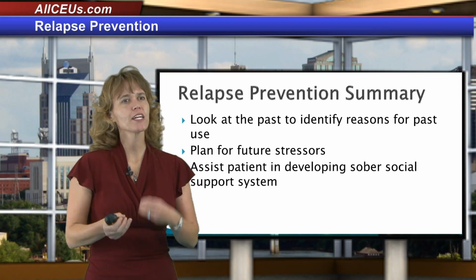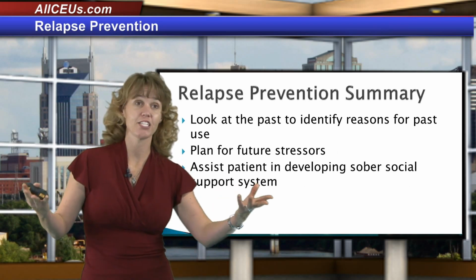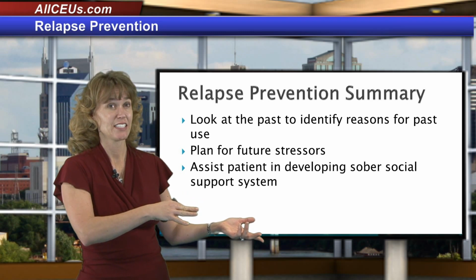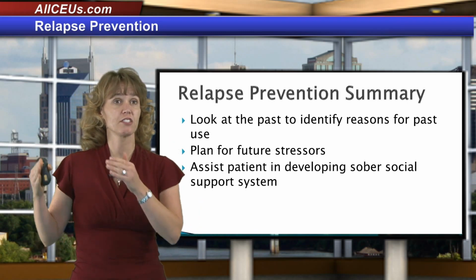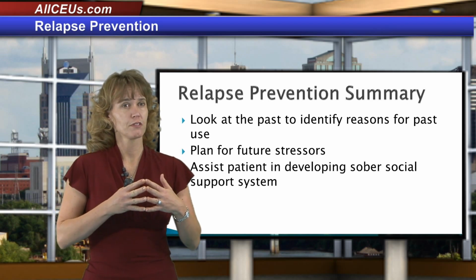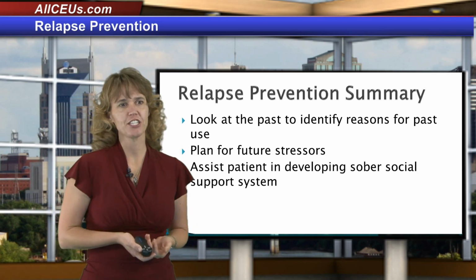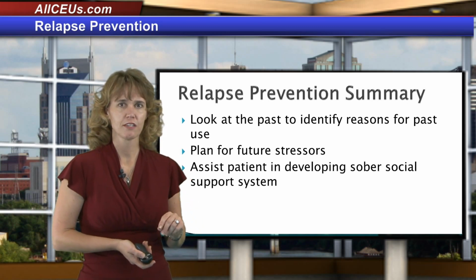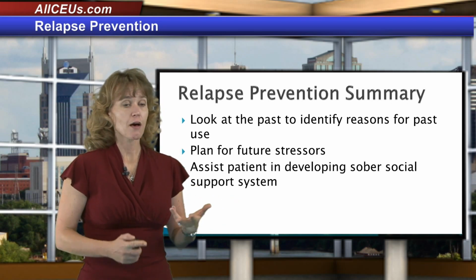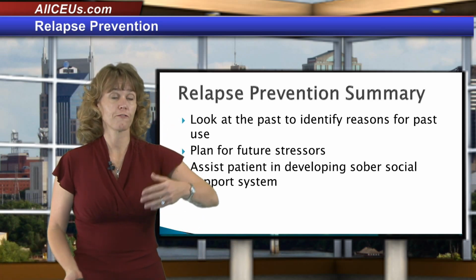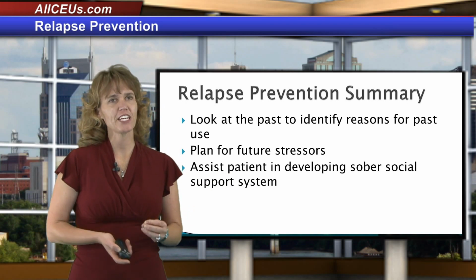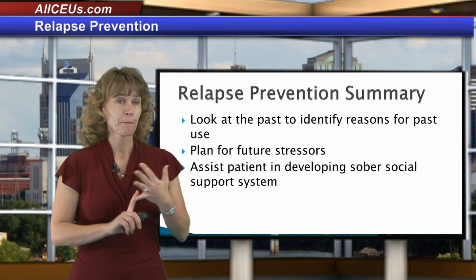In summary, we want to look at the past to identify reasons for past use, because the best predictor of the future is what you did in the past, unless you start making conscious choices to change. People need to plan for future stressors and bumps in the road. And it's important that we assist the patient in developing sober social support systems. Help them make those first contacts. Help them figure out how to go to meetings. Some clinicians will go to the first meeting with the patient. Some don't think it's appropriate. That's your call. But help your patient figure out where they're going to find these people and how they're going to integrate.